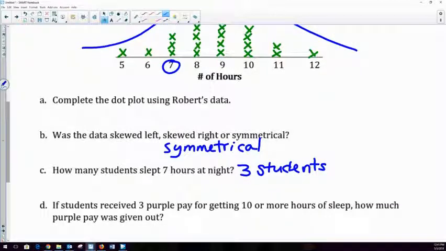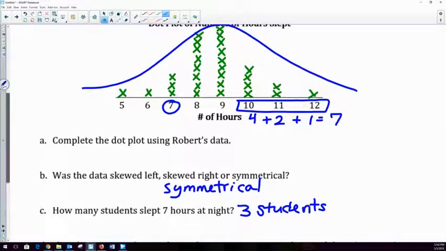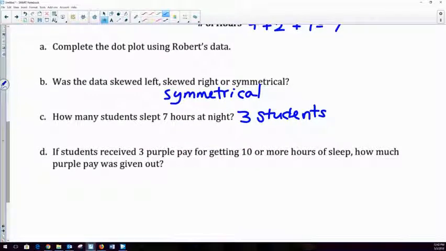Letter D is asking us if students received 3 purple pay for getting 10 or more hours of sleep, how much purple pay was given out? So we need to look in the columns that contain 10 or more. That is these 3 columns. If we look here, 10 has 4, 11 has 2, 12 has 1. If we add that up, there were 7 students who slept 10 or more hours. So if each student got 3 purple pay, we're just going to take 7 times the 3 purple pay, and we find out that 21 purple pays were given out.